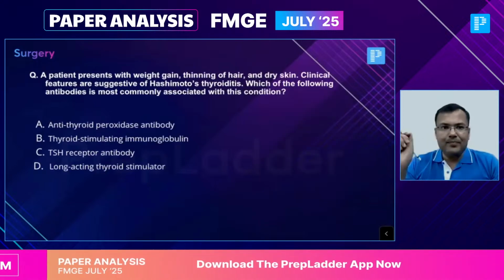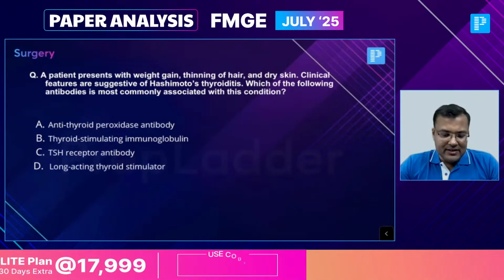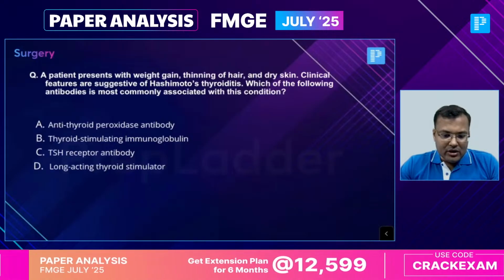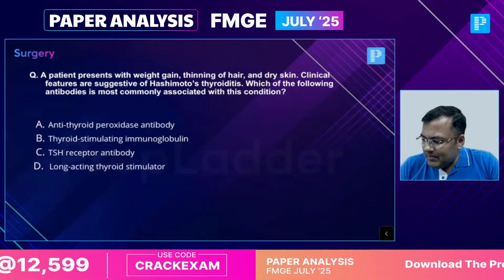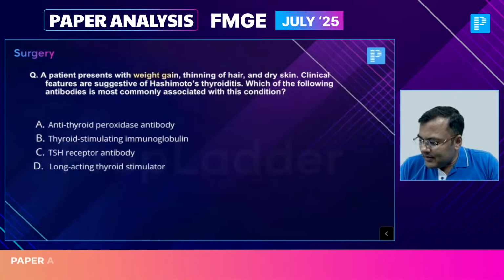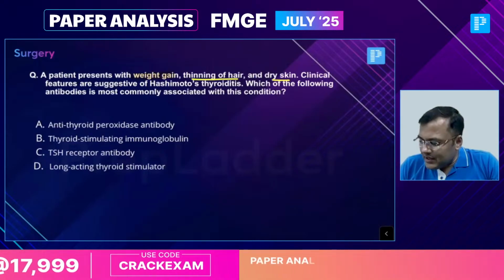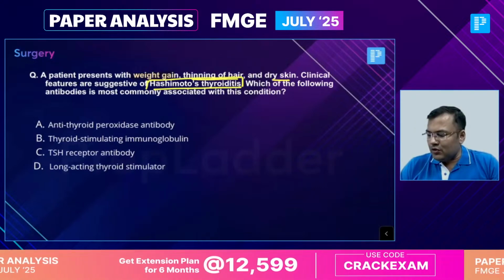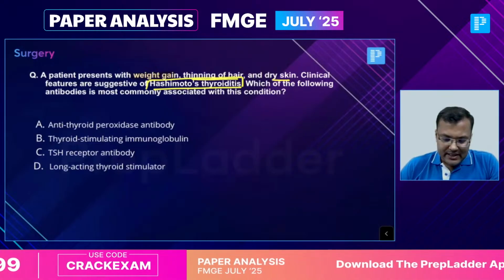You can see the next question. Easy question. It's an integrated question of medicine, pathology, surgery, right? Can you tell me what is the correct answer? The patient presents with weight gain, thinning of hair, dry skin. Clinical features are suggestive of Hashimoto's thyroiditis. It's one of the easiest questions. Which of the following antibodies is most commonly associated with this condition? You know that it is an autoantibody, everybody is correct.